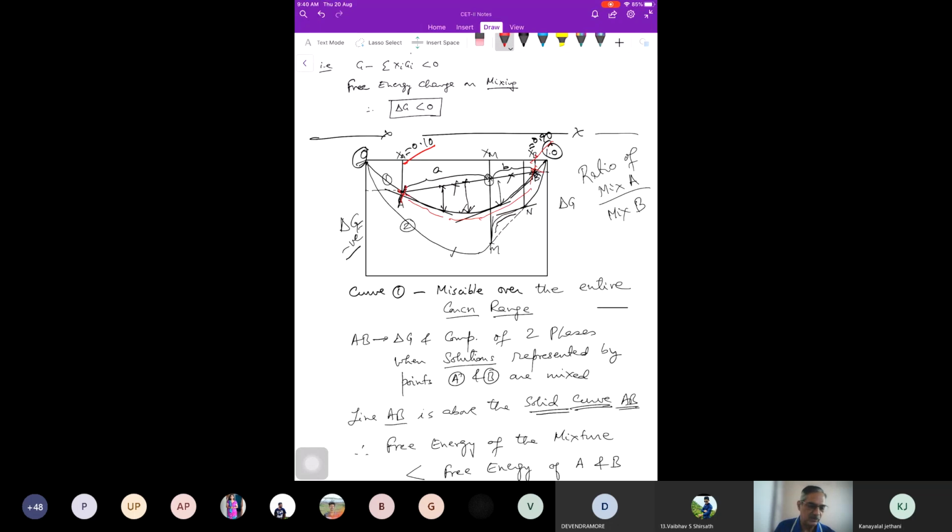But if I take say 100 ml of A and 50 ml of B, the composition will be different. Depending on how much volume I take of solution A and how much volume I take of solution B, the composition will change of the mixture. And that's what this line shows. This line जो connecting है A B को, this line is essentially a composition of the mixture after mixing A and B in different proportions. And that proportion is given by this A and B.